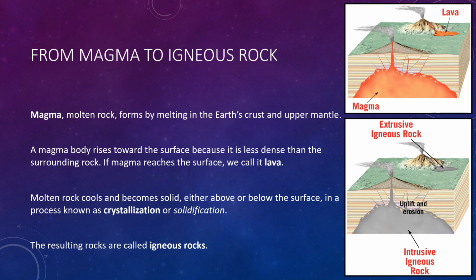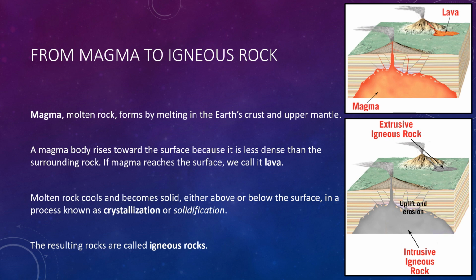Let's begin the journey in our rock cycle from the very beginning. We begin this discussion with molten rock, which is called magma, which forms by melting that occurs primarily within Earth's crust and upper mantle. Once formed, a magma body rises toward the surface because it is less dense than the surrounding rock. If magma happens to reach the surface of the Earth and erupts, then we would call it lava. So that's the only difference between magma and lava. Magma is inside the Earth, lava is on the surface.